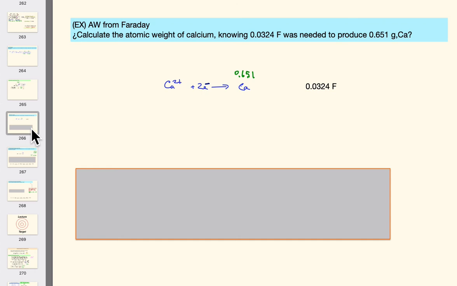Knowing 0.0324 Faradays was needed to produce 0.651 grams of calcium. So here's what happened. I'm doing a reaction. I've got calcium ion, and I'm pumping a bunch of electrons into it, and I'm producing calcium. How much am I producing? 0.651 grams, okay?